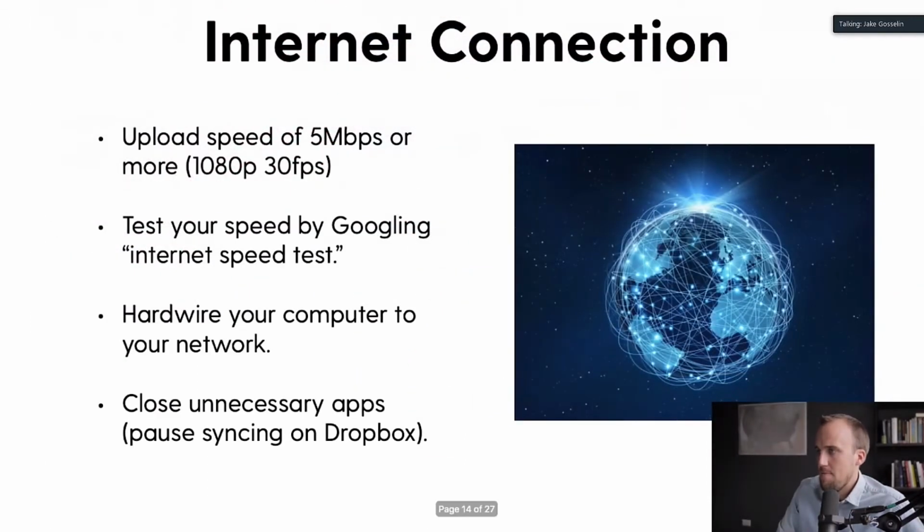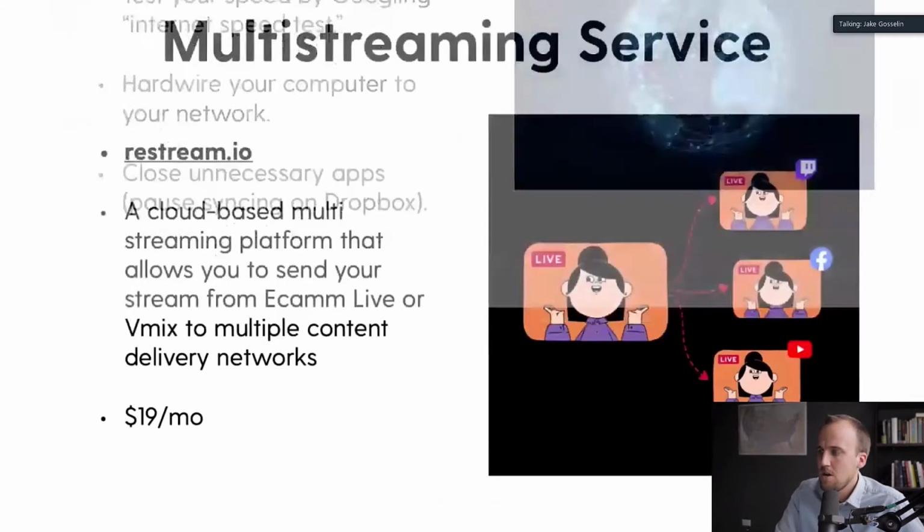Okay, and then the next step is internet connection. So simple recommendations: upload speed of 5 megabytes, especially if you're trying to stream 1080p. And then you can just Google internet speed test, and you'll be able to test your speed. Hardwire your computer to your network. I have mine hardwired to my network now, and I haven't had that many issues with it, especially when I'm hardwired in. But maybe I didn't close enough of my apps running in the background. So that's another tip: close all the unnecessary apps on your computer when you actually go live.